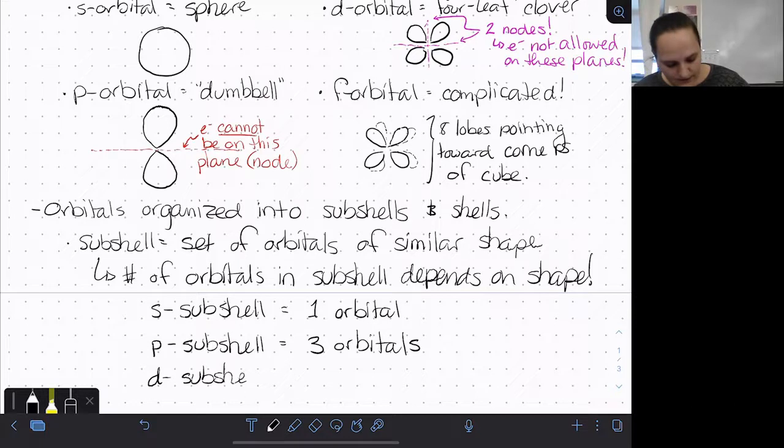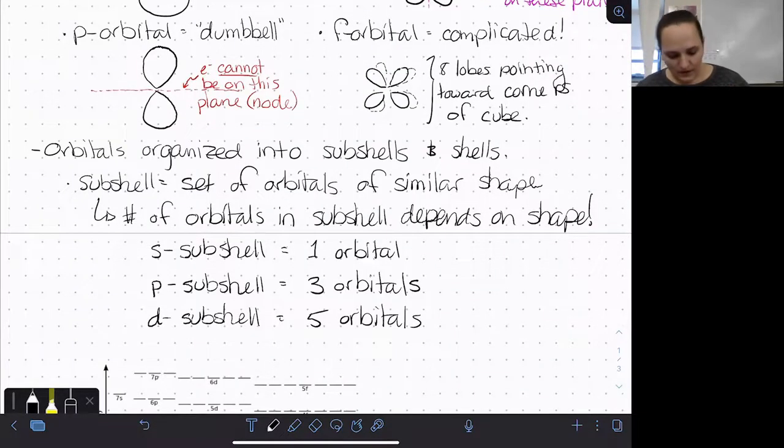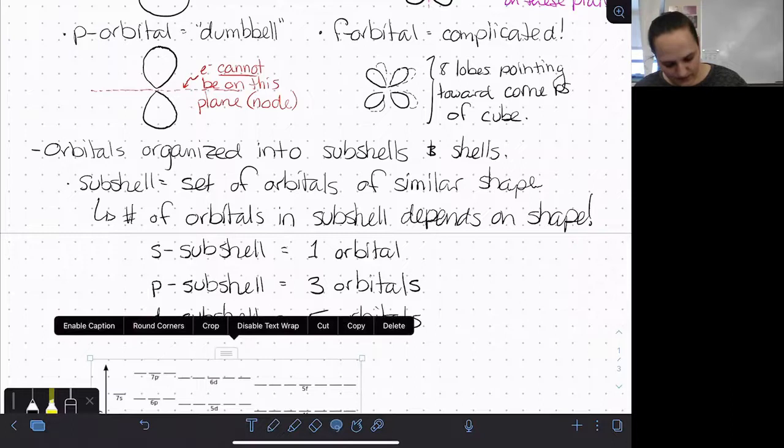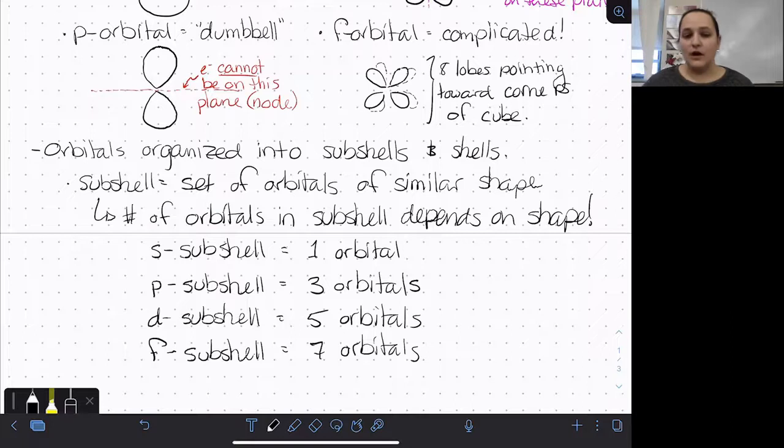The d subshell will always contain 5 orbitals, again oriented differently. Grab that for right now. And then the f subshell always contains 7. So it's all odd numbers, 1, 3, 5, 7, going with increasing numbers of nodes from the simplest shape to the most complex shape.